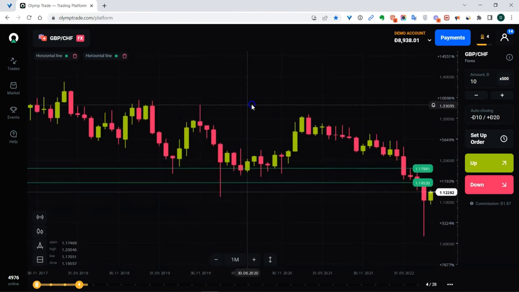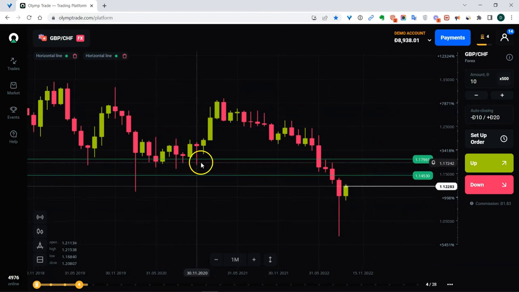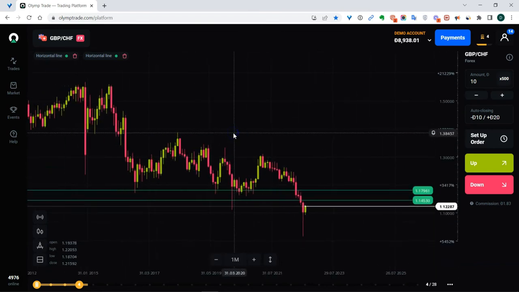So that's the outlook for you for the month on the selected pairs.